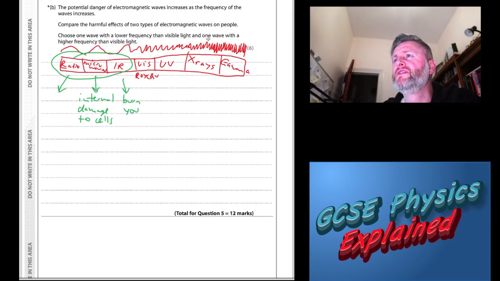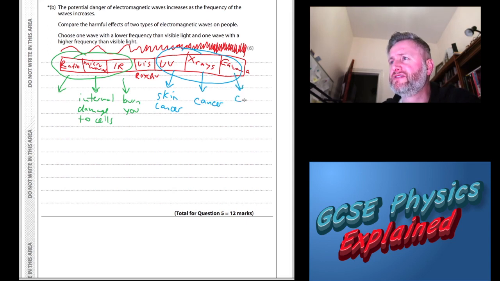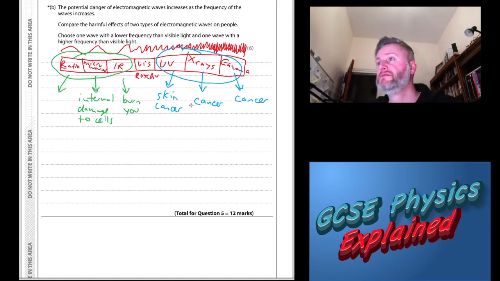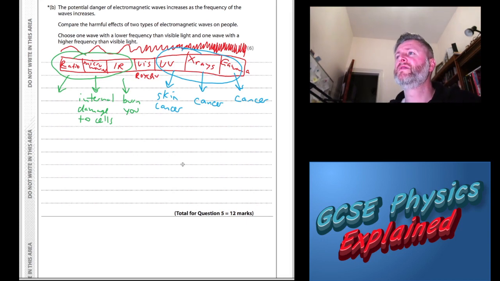Choose one wave with a higher frequency than visible light. Any of these. UV, that could cause your skin cancer. X-rays damages your cells, could cause cancer. Gamma rays damages your cells, could cause cancer. So the answer over here is cancer. That's an easy one to remember then.